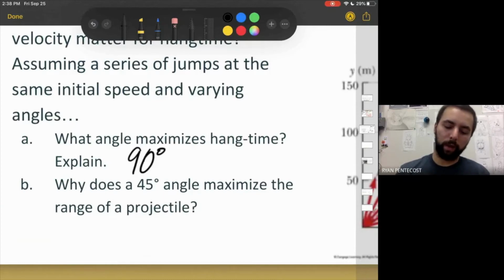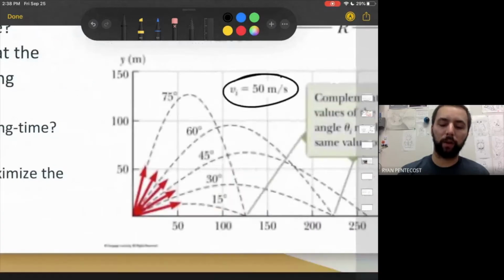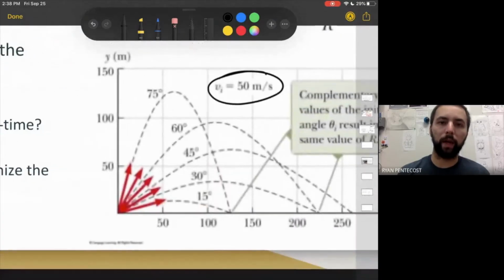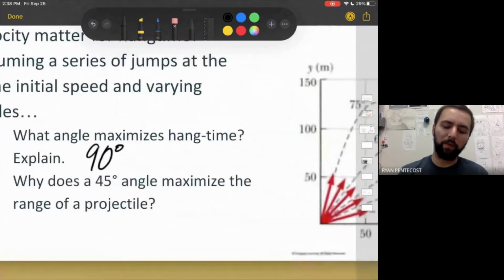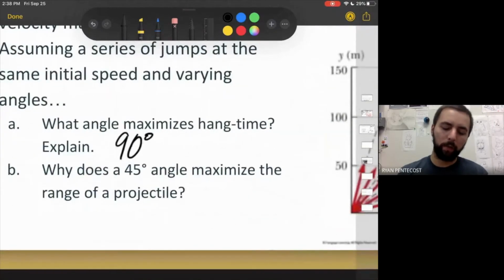So that is when, and then the acceleration is having to battle the entire vector V naught instead of breaking it up into X and Y, and only the Y part doing the fighting to keep in the air. So that would be the angle that maximizes hang time. Now, why does a 45-degree angle maximize the range of a projectile?